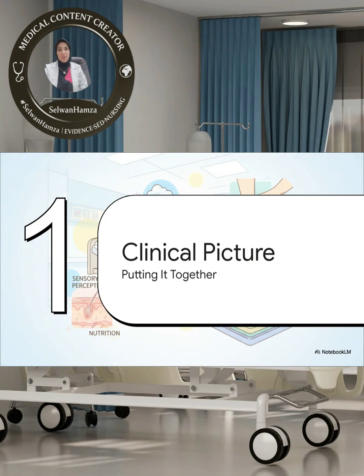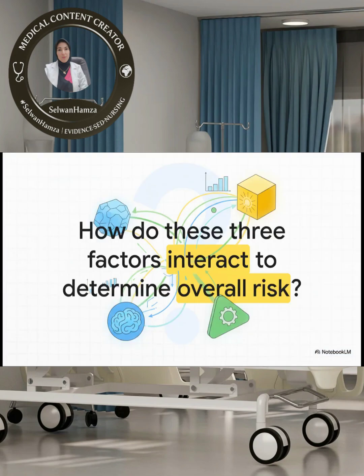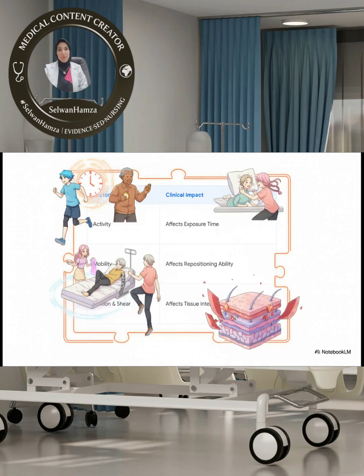Okay, so we've broken down all 3 pieces. Now for the final section. Let's put it all back together and see how it creates the complete clinical picture. The real question is, how do these factors play off each other? What's the story these 3 scores tell us when we look at them all together? This is how it all connects.